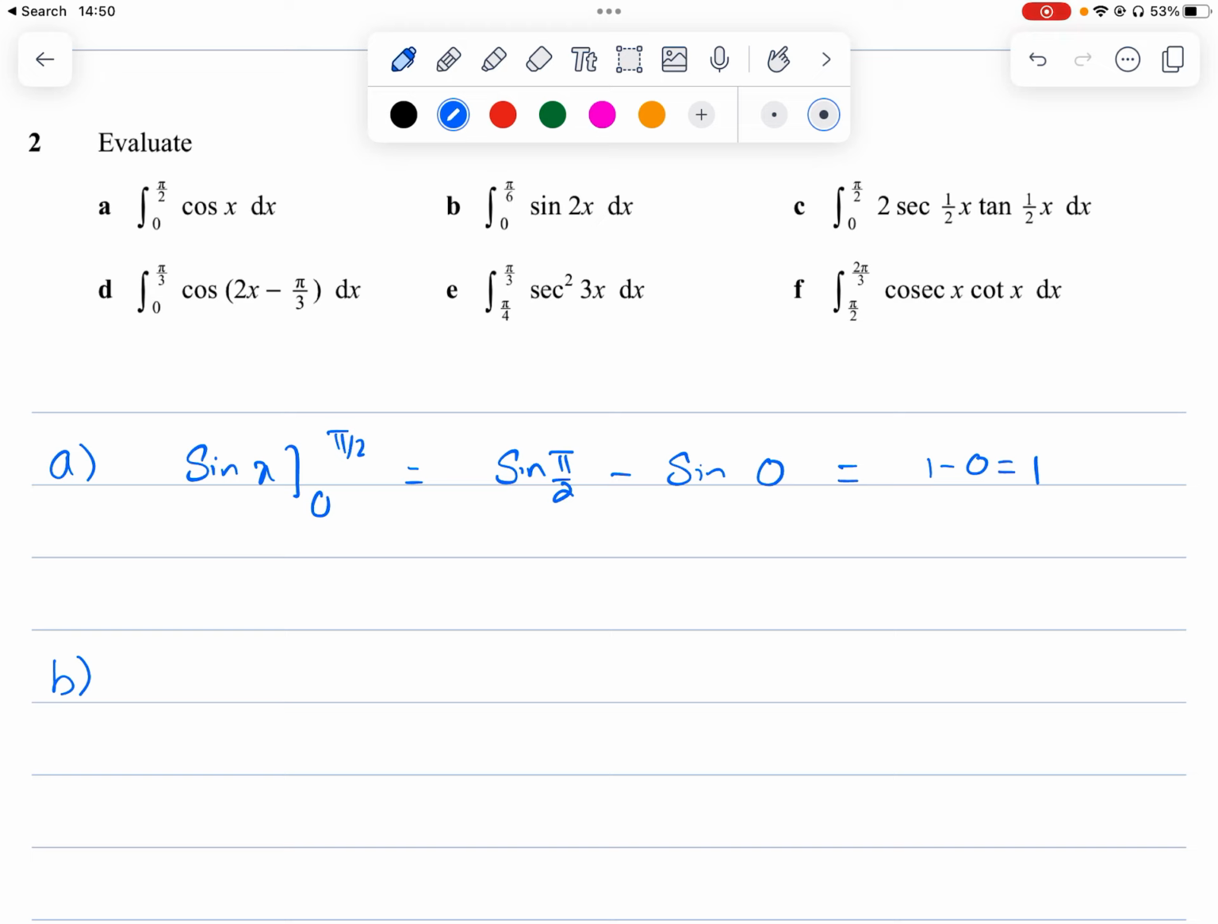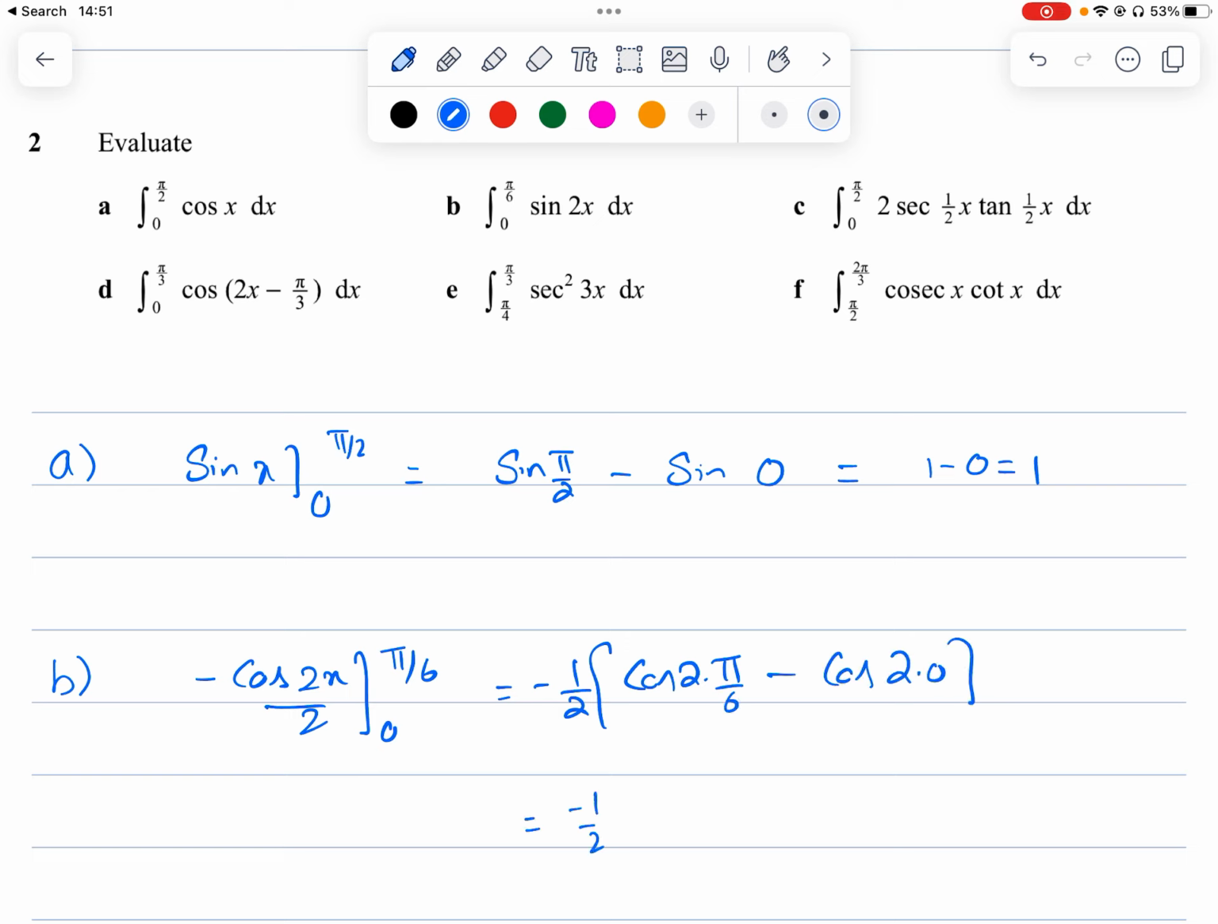Part B, sine 2x integral is nothing but what? Negative cos 2x upon 2 from the limits 0 to pi upon 6. So minus 1 upon 2 outside, cos of 2 times pi by 6 minus cos of 2 times 0. So negative 1 upon 2, cos pi by 3. Why is it pi by 3? 2 times 1, 2 times 3. Pi upon 3, which is 1 upon 2, minus cos 0. Cos 0 is 1. So it becomes negative 1 upon 2 times negative 1 upon 2. So my final answer is 1 upon 4.